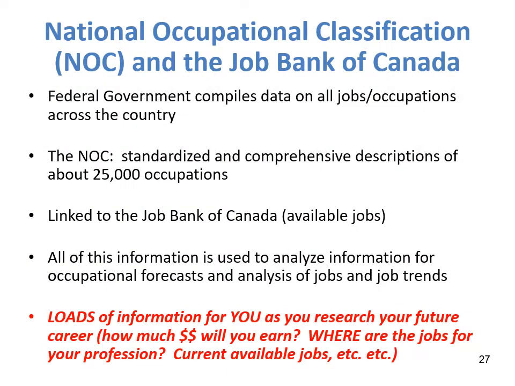The next thing we're going to take a look at is something called the National Occupational Classification, known as the NOC, and the Job Bank of Canada. This is something that the federal government compiles, and it's data on jobs across the country. It has over 25,000 jobs, and it is linked to the Job Bank of Canada, which lists available jobs across the country. If you've ever wondered how much money you're going to make in your career, where are the jobs for your profession, what jobs are currently available, this is a fantastic resource that is put together by the government and kept up to date.